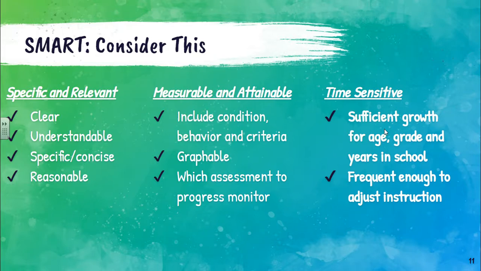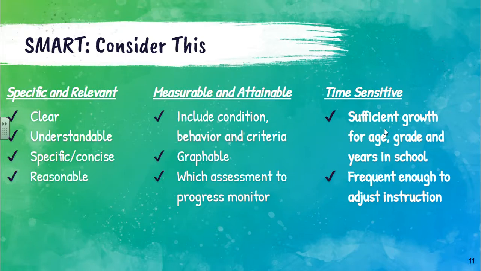For measurable and attainable, we want to ask, does the goal include a condition of behavior and a standard criteria? And can progress on the goal be graphed? What assessment measures will be used to monitor the progress? And last, is it time sensitive? Will progress on this goal reflect sufficient growth according to the student's age and grade level, and remaining years in school? How will progress be examined?